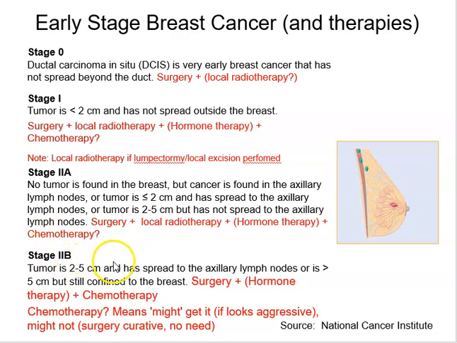Then we move on to stage 2B, where the tumour is 2 to 5 centimetres and it has spread to the local lymph nodes, or it is greater than 5 centimetres. It's large, it's either spread or has a real propensity to spread. Surgery and hormone therapy are used here, but chemotherapy is used as a matter of course. So whereas in stage 1 and 2A we're really looking at situations where chemotherapy is a possibility but it might not be essential, beyond that, chemotherapy is always given.